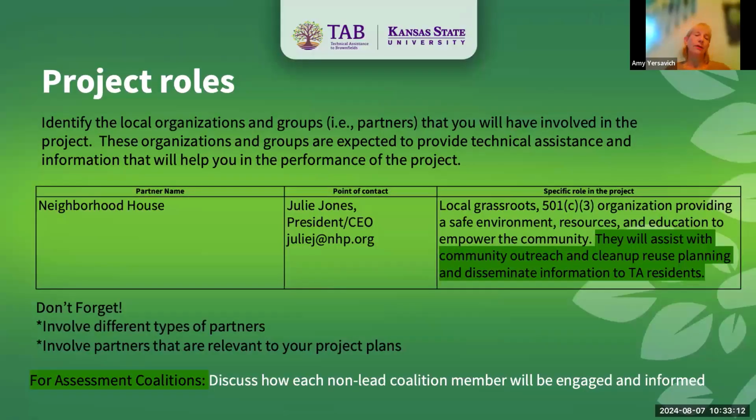Here you have to, in your grant, indicate what partners you have, who their point of contact is, who's going to be representing them, and what they're going to provide to your grant project. In this case, they're going to assist with community outreach and cleanup reuse planning because they have experience in this area, and also disseminating information to technical assistance residents.